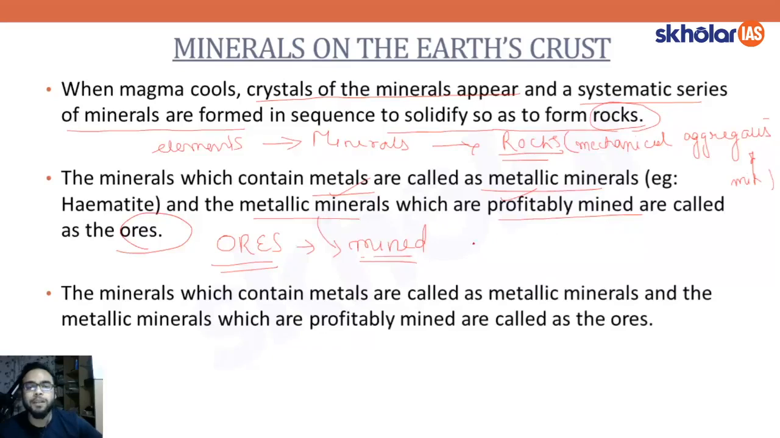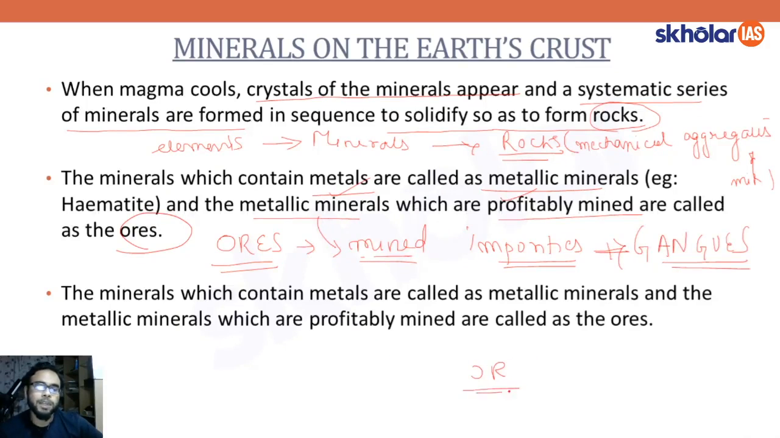Understood this part? Now when we are mining ore, we also get what? Impurities, right? So why do we mine ores? We mine ores to get metallic minerals, right? So along with metallic minerals, there will be presence of some unwanted substances or impurities, right? So what are these impurities called? These impurities are called gangue. Understood? So what are ores? Ores are nothing but metallic minerals plus gangue.